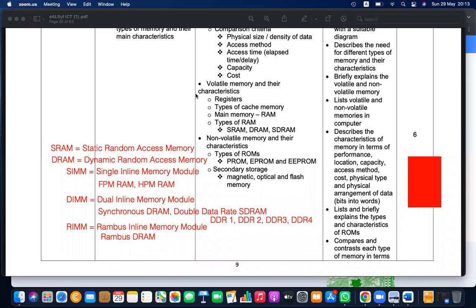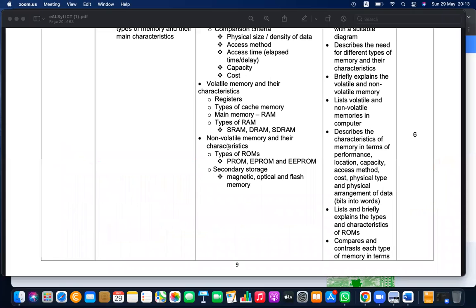Finally, you have the non-volatile memories. The volatile memories basically depend on the voltage, so depend on the current. So memory resides only when the power is there. When power is not there, memory will automatically erase. So we call them volatile memories. If power is not there, the memory will be erased automatically.